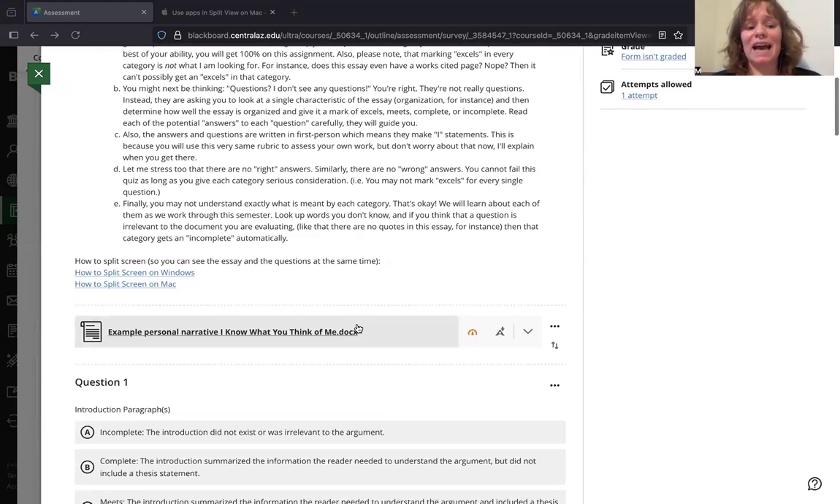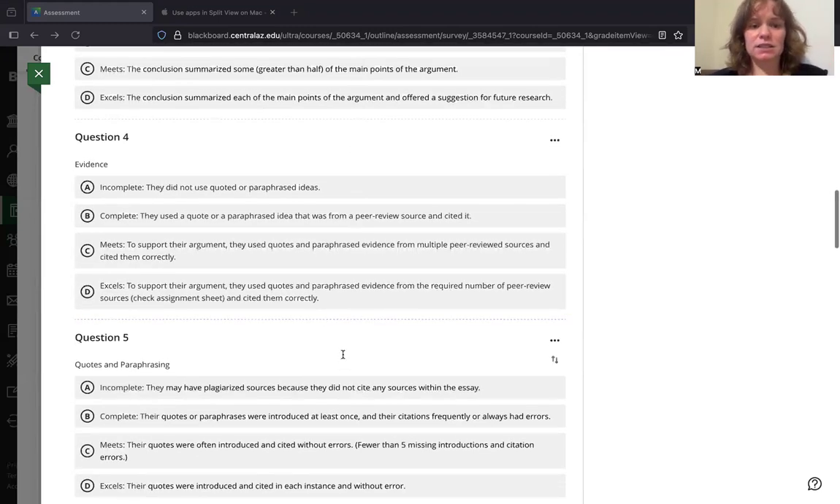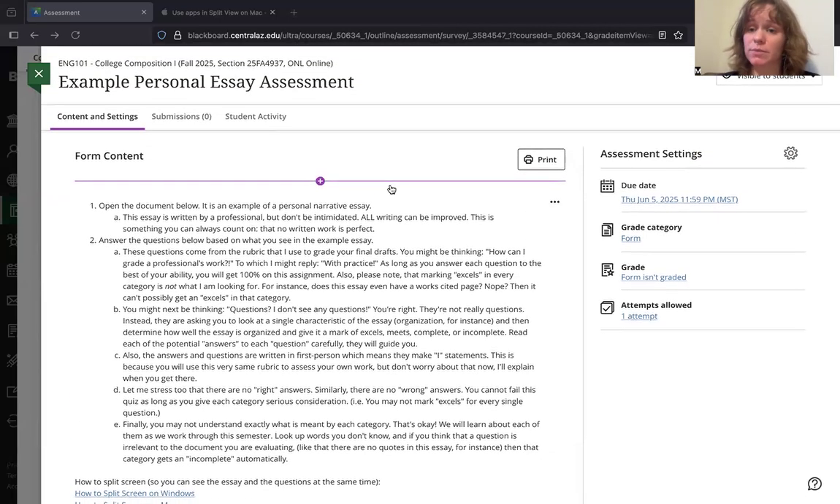Finally, you may not understand exactly what is meant by each category, and that's fine. So if you get down to evidence, for instance, and you're like, I don't know what paraphrasing means, do not panic. We are going to go over it. In fact, we're going to go over it in the annotated bibliography unit. Okay? So please don't worry about things that you don't know. If you don't know, make your best guess. Don't just give them an Excel, but make your best guess. Okay? There are no right or wrong answers. It's about learning how to grade a paper, not just yours, but anybody's. So that's going to be true for all of these example assessments.